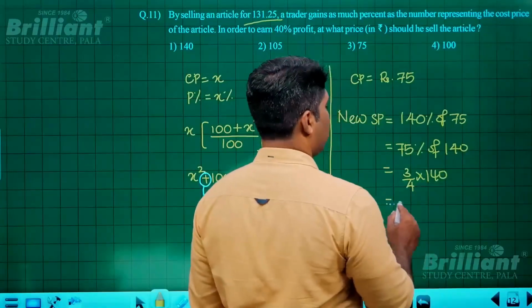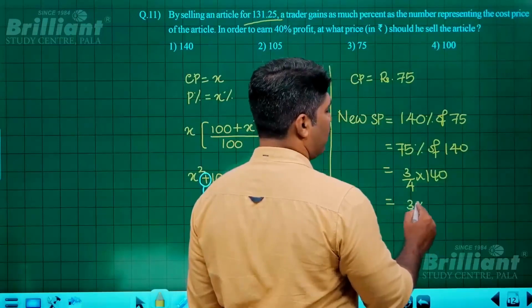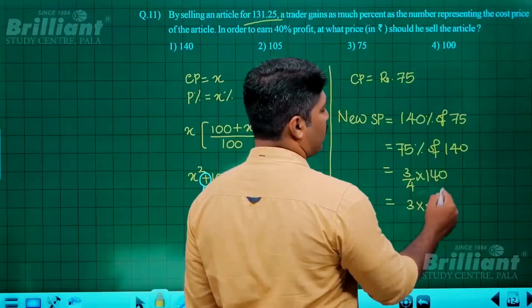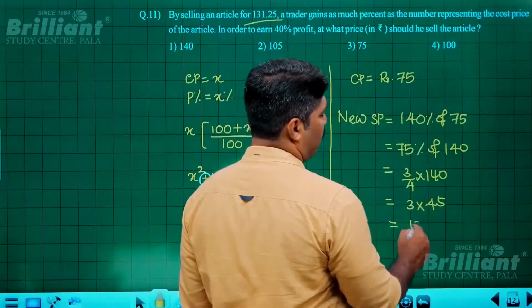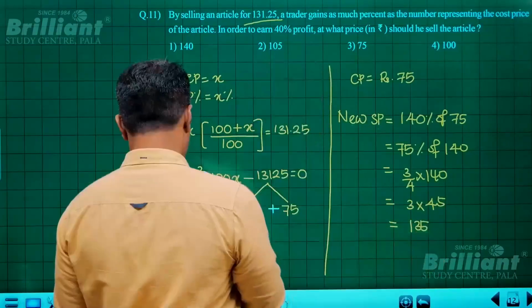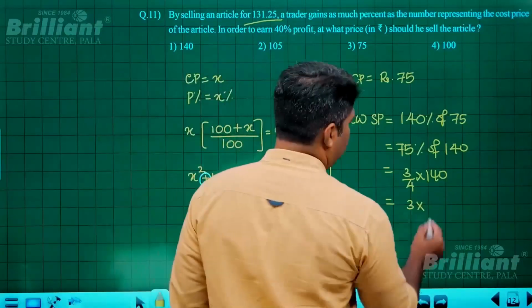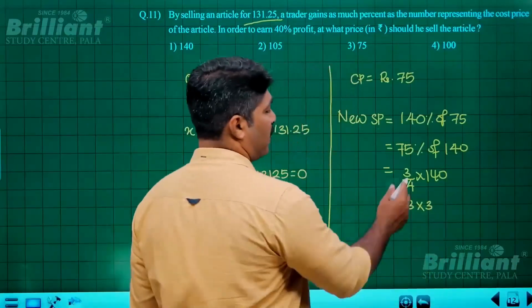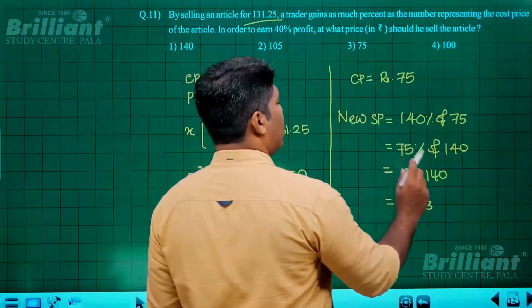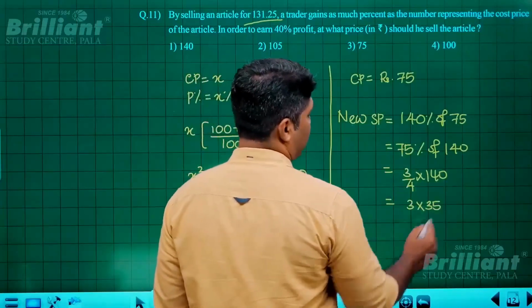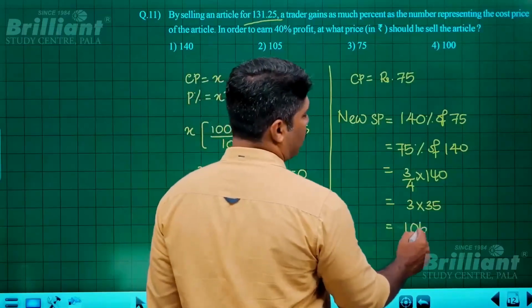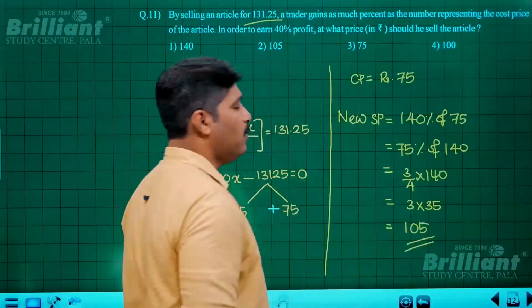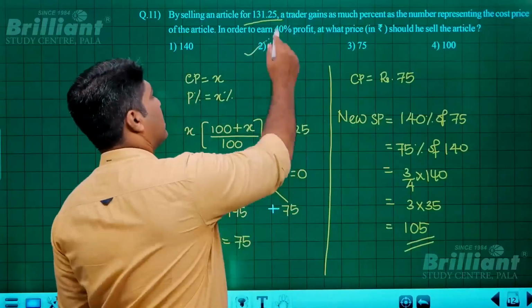So therefore this value, 3 times 4 is 12, then 20 is there, 45. So then 120, 15, 135. So here this value, 3 times 4, that's equal to 12. Then that is 20. 20 means 5 times. Just multiply them together. So 3 into 35, that will be equal to 105. So the answer is option 2.